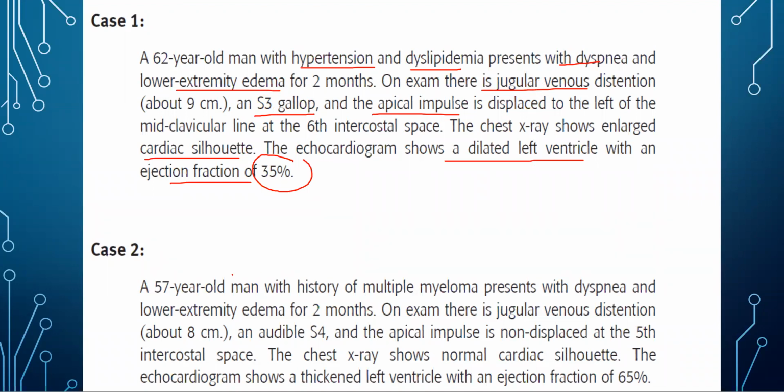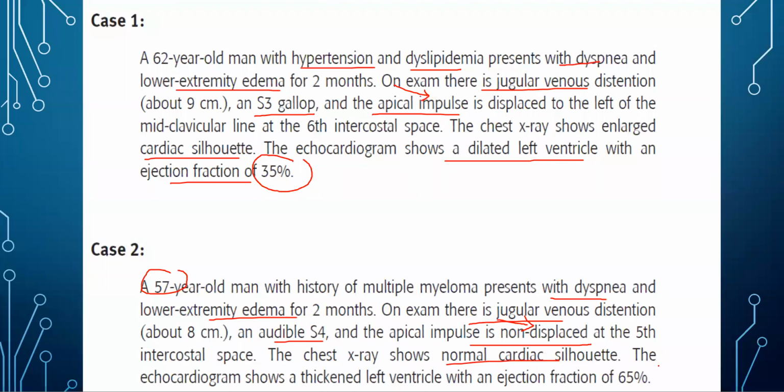In case two, if you look at here, a 57-year-old having dyspnea and lower extremity edema for 2 months, there is raised JVP, audible S4, but apical impulse is non-displaced. Whereas in here, apical impulse was displaced.